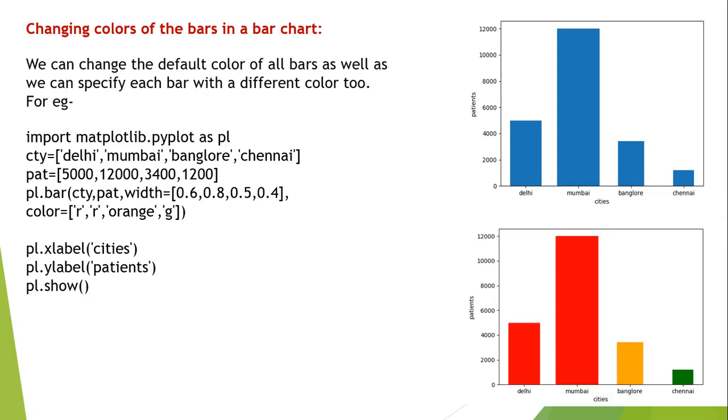See, Delhi, Mumbai, Bangalore, Chennai, these are the city names. The width is similar to what we used in the previous slide, or you can see the one above. Here also the width is the same. The only difference is that the colors have been changed and the color has been given accordingly to each bar of this bar graph. So for Delhi the color is red, for Mumbai the color is red, for Bangalore the color is orange, and for Chennai the color is green. Now let's move further.